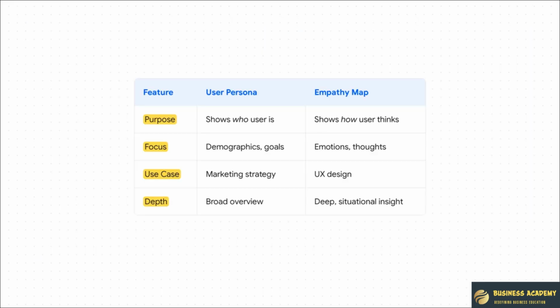This table lays it all out pretty clearly. A persona helps you figure out who to market to. An empathy map helps you design an experience that actually feels right to that person. That's why the smartest teams don't choose one over the other. They use them together. The persona builds the character, and the empathy map puts you right inside that character's head. It's a powerful 1-2 punch.